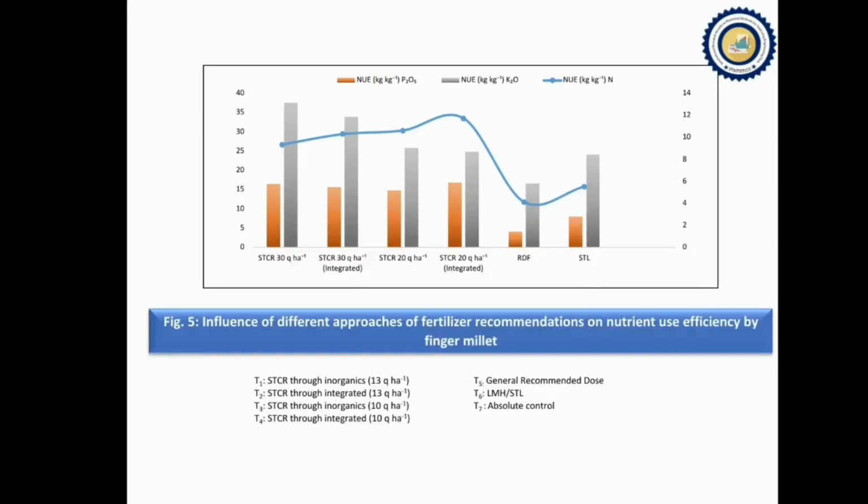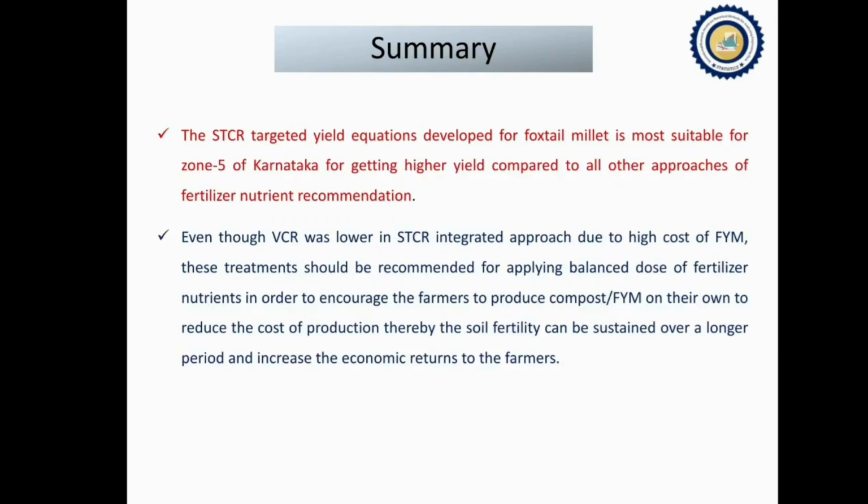So this represents the nutrient use efficiency. Here also we can notice that up to STCR 20 quintals per hectare, the use efficiency of nitrogen, phosphorus and potassium is higher for all the STCR treatments, whereas it is very low for the general recommended dose and the soil test laboratory approach.